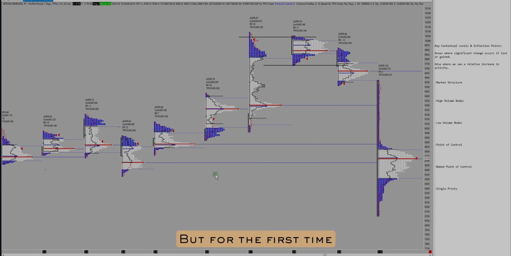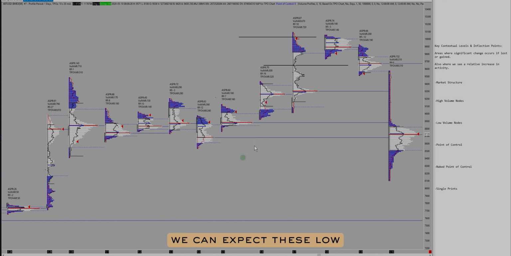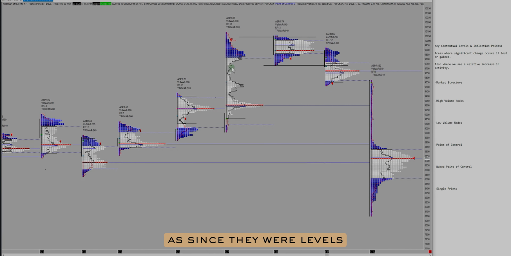But for the first time, before interacting with the level, since these were levels where there was not much two-way trade facilitated to begin with, we can expect them to act as support and resistance, until we start pressing into them, until we start showing signs of, as we talked about previously in the video on being accepted versus being rejected, being accepted in this level through volume and participation or presence also.